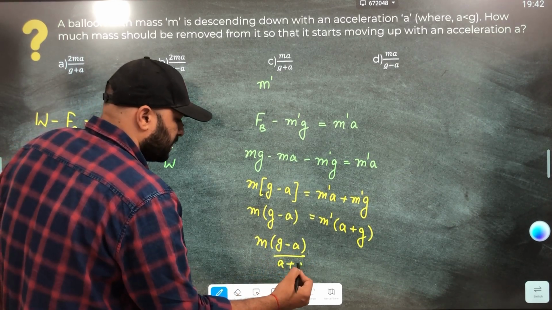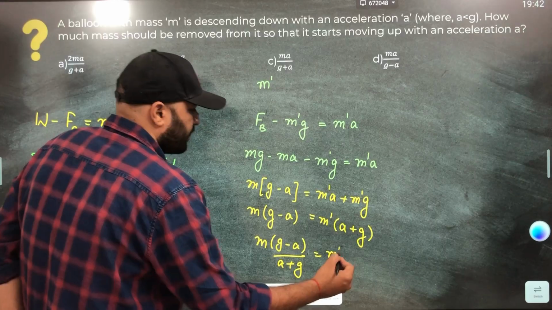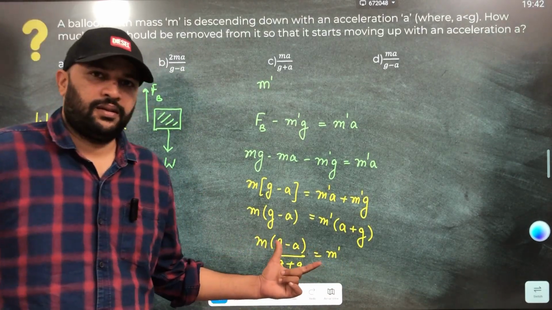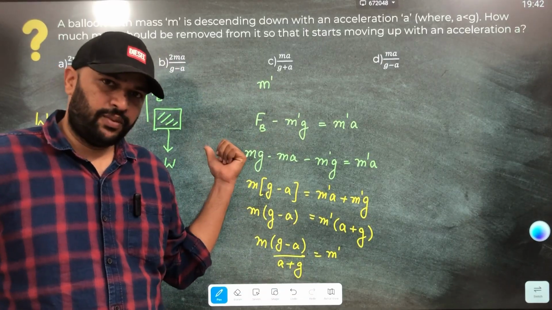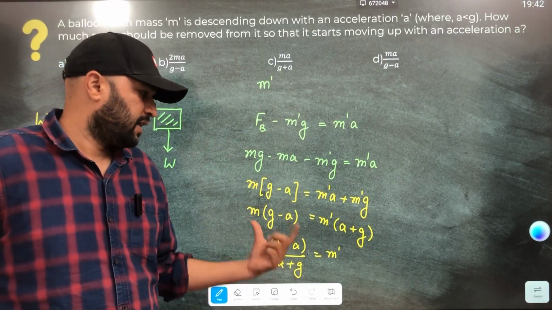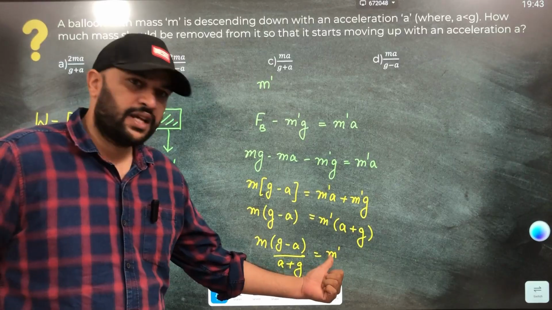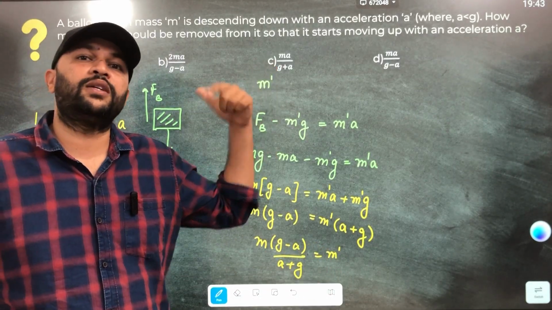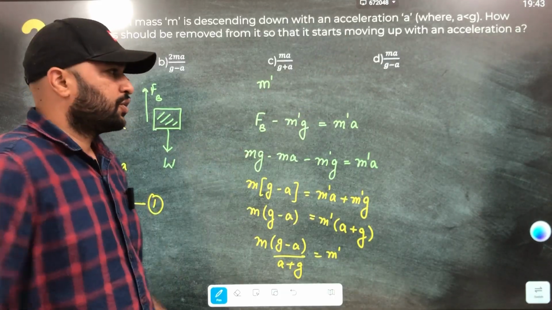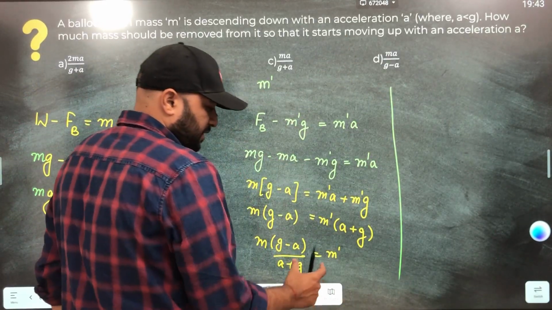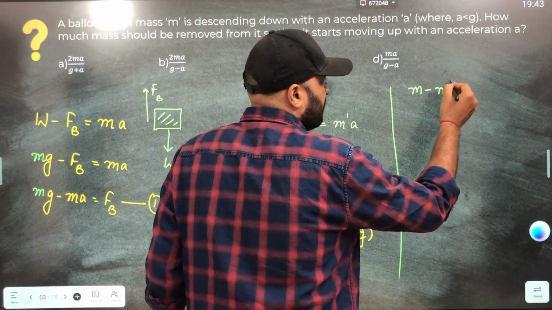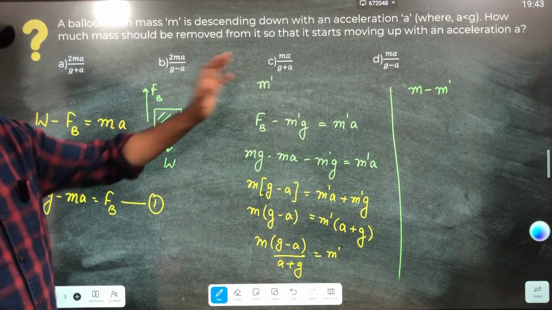Many of the students think that this is the answer. Let me repeat again. I have already explained this before. You can watch it again. Otherwise, I'm again repeating that m dash is the new mass which is there on the balloon. But the question is asking what is the amount of mass we have to remove. So for that, we have to subtract this new mass from the older mass. So it will be m minus m dash. That will be our final result, the mass we are looking for.